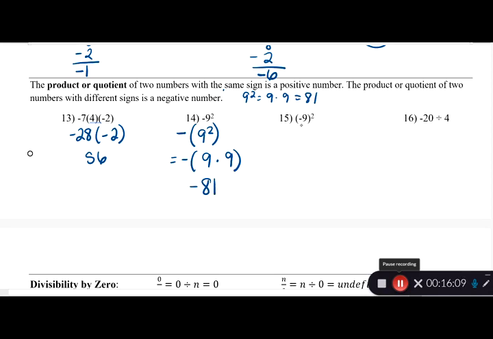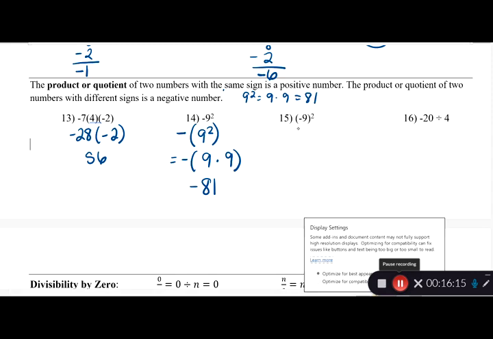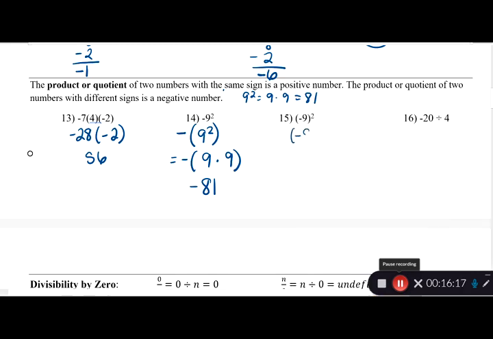Versus number 15, that has it in parentheses. See, this says a negative 9 squared. So this says negative 9 times negative 9. Well, negative times a negative gives me a positive, so this would be a positive 81. And you don't really need the parentheses there. It was already in parentheses, so I wrote it again. But you could write it as 81 like that.